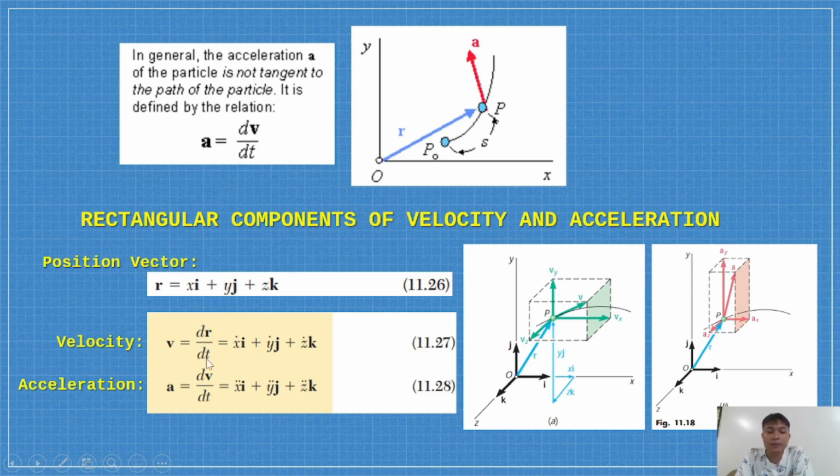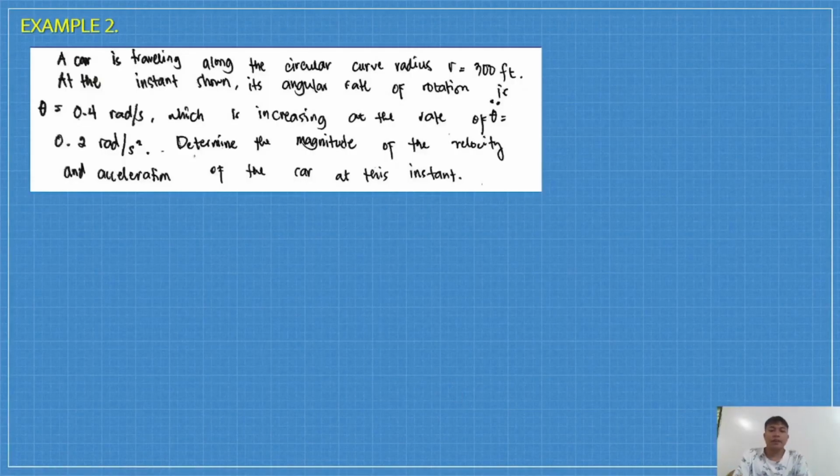So it is the second derivative of our position vector, and also y with a double dot j, and z double dot k. So that is 11.28. A car is traveling along a circular curve of radius 300 feet. At the instant shown, its angular rate of rotation is 0.4 rad per second, which is increasing at the rate of 0.2 rad per second squared.